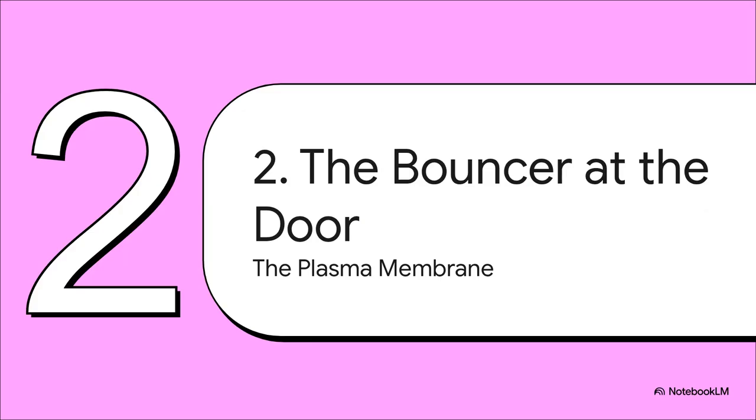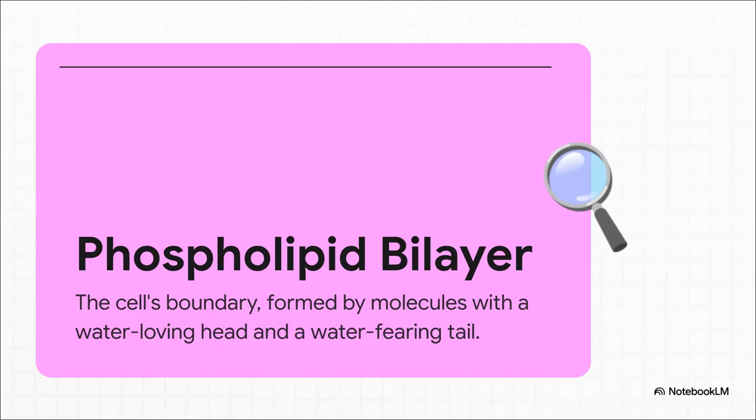Okay, so every city needs a border, right? A gatekeeper that decides who gets in and who stays out. For the cell, that's the plasma membrane. But listen, this is no simple brick wall. It is an incredibly smart, dynamic barrier. So what's the membrane's secret? It's all in its structure, a phospholipid bilayer.